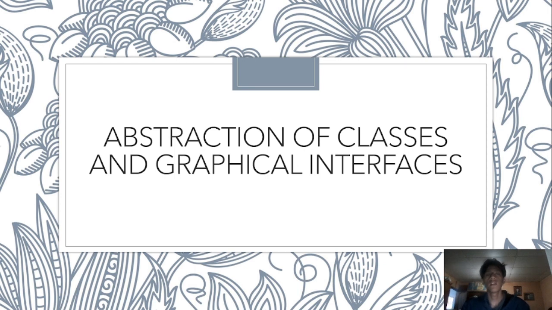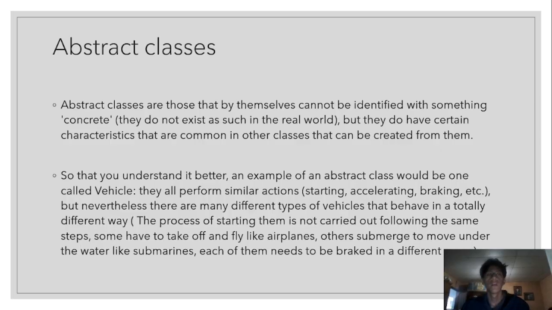Abstraction of classes and graphical interface. Abstract classes. Abstract classes are those that by themselves cannot be identified with something concrete. They do not exist as such in the real world, but they do have certain characteristics that are common in other classes that can be created from them.